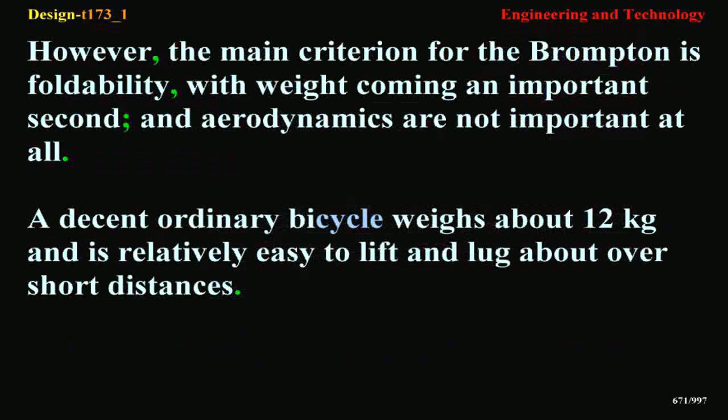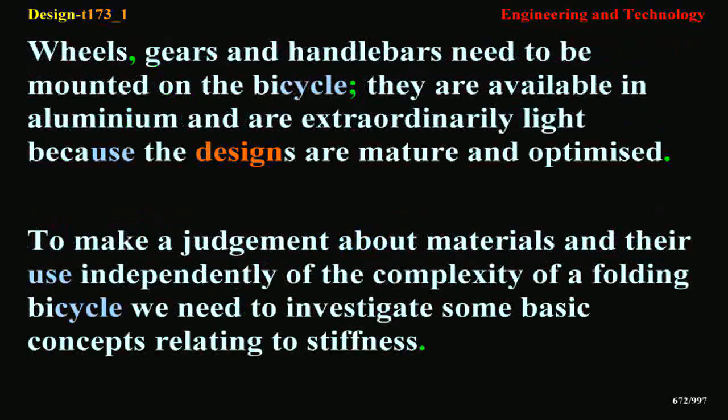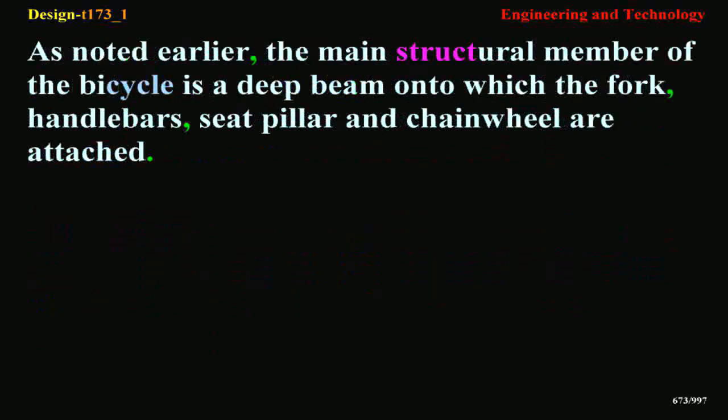A decent ordinary bicycle weighs about 12 kilograms and is relatively easy to lift and lug about over short distances. Wheels, gears and handlebars need to be mounted on the bicycle. They are available in aluminum and are extraordinarily light because the designs are mature and optimized. To make a judgment about materials and their use independently of the complexity of a folding bicycle, we need to investigate some basic concepts relating to stiffness. As noted earlier, the main structural member of the bicycle is a deep beam onto which the fork, handlebars, seat pillar and chainwheel are attached.